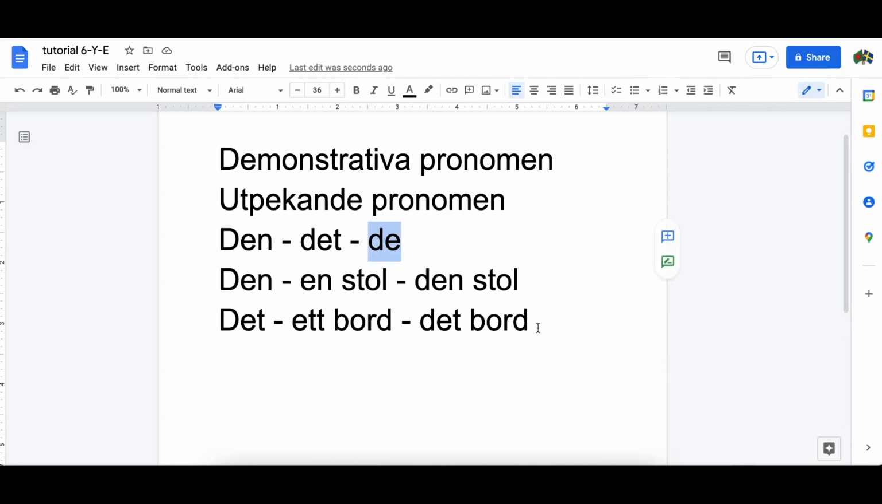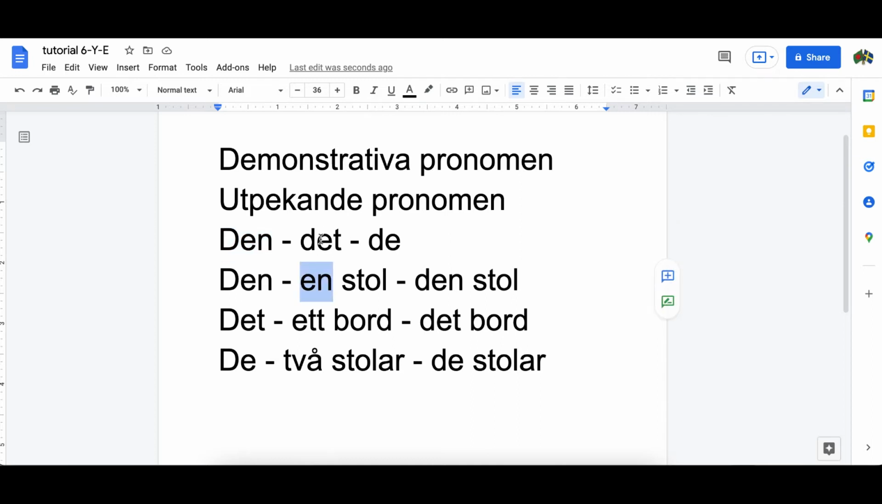Men när det blir dom, when it's dom, then it's plural. For example, två stolar. Så de stolar. So two chairs. Then we use dem. Så hoppas att ni förstår. Den blir när det är en ord. Det blir när det är ett ord. De blir när det är flera. Och i alla de här vi säger den. Alltså it means we are pointing to something. So this chair, this table, like this.